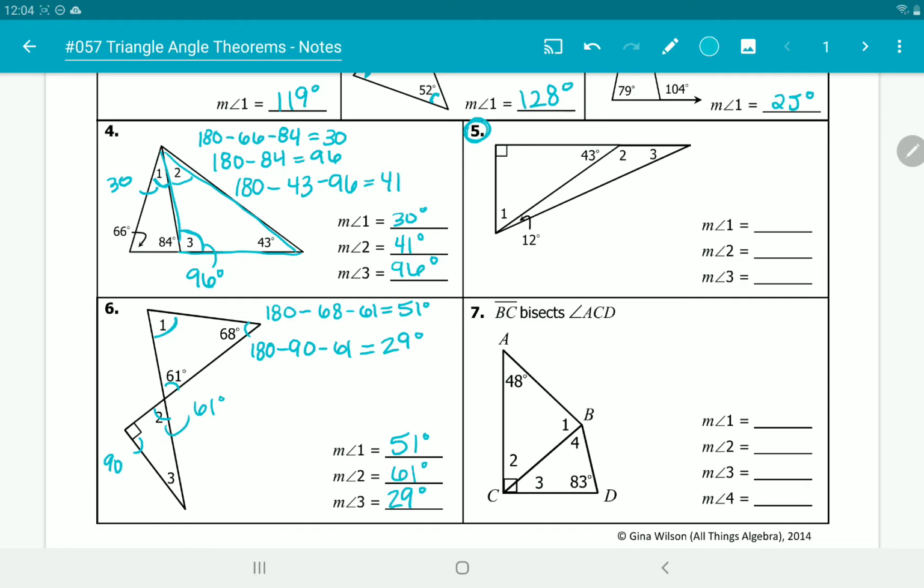Okay? Now I'm going to set up number 7 for you, but I want you to try it on your own, okay? So it starts out by saying segment BC, so that's this one right here. Bisects means cuts perfectly in half, so the 2 angles are the same. Angle ACD, so these ones, we have that angle 2 is equal to angle 3, okay? Now I want you to try and solve this on your own.